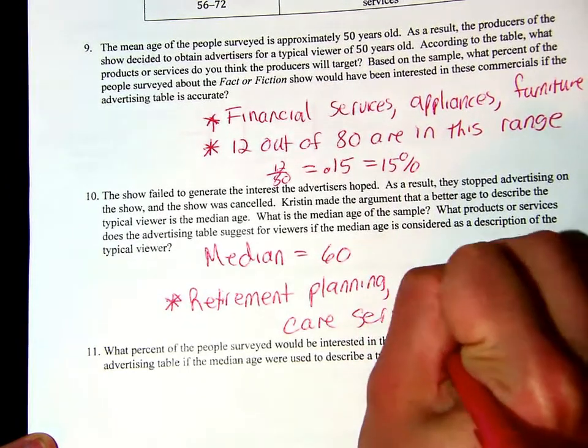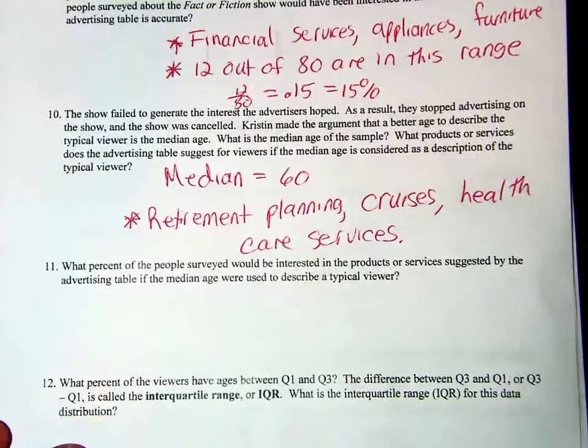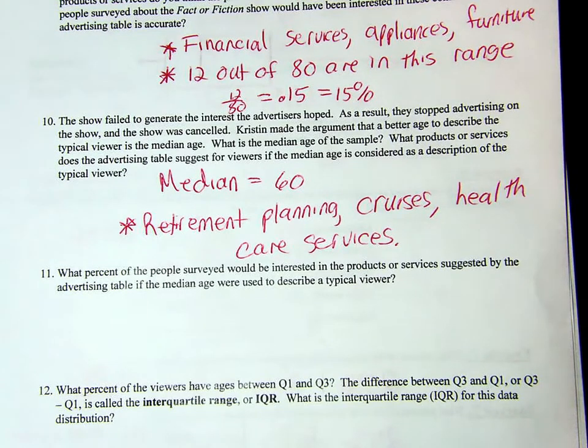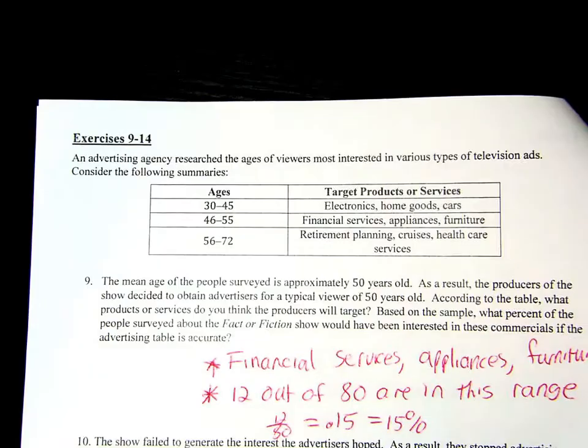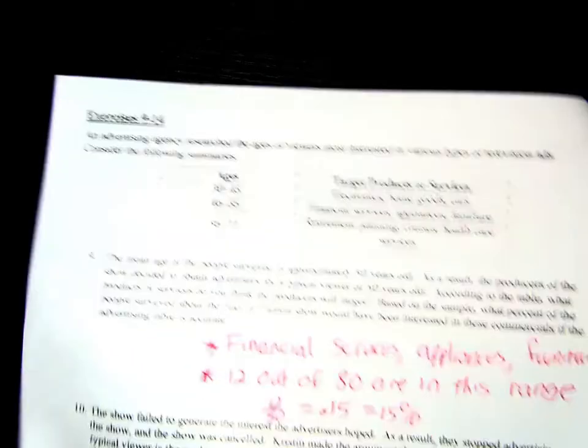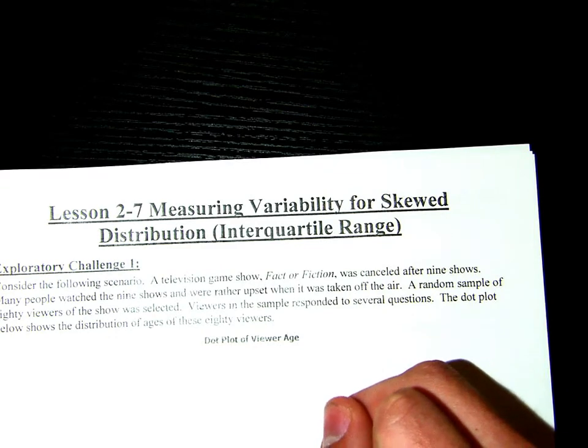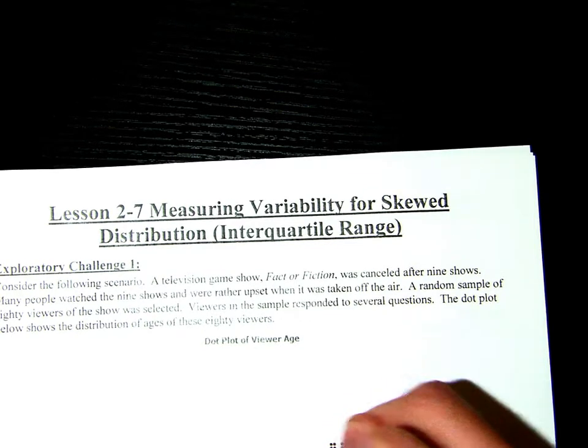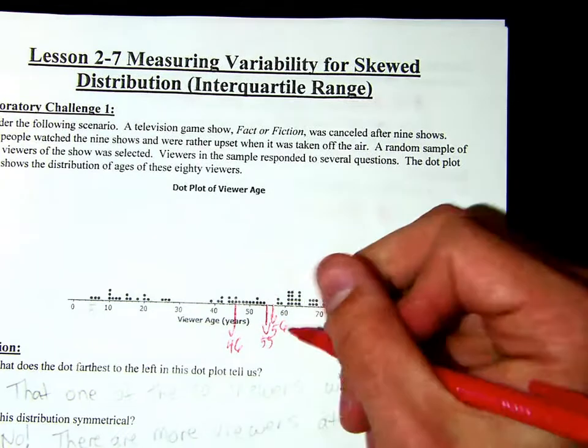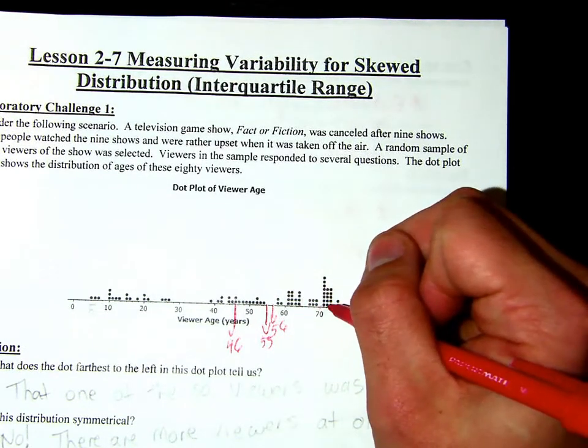Okay? Now for number 11, they want to know what percent of people surveyed would be interested in the products suggested by the advertising table if the median age of the viewers. So we want to figure out how many people are between 56 and 72. If we go back to our dot plot, we go from 56, right next to this, to about 72, so 71, 72 would be about here.